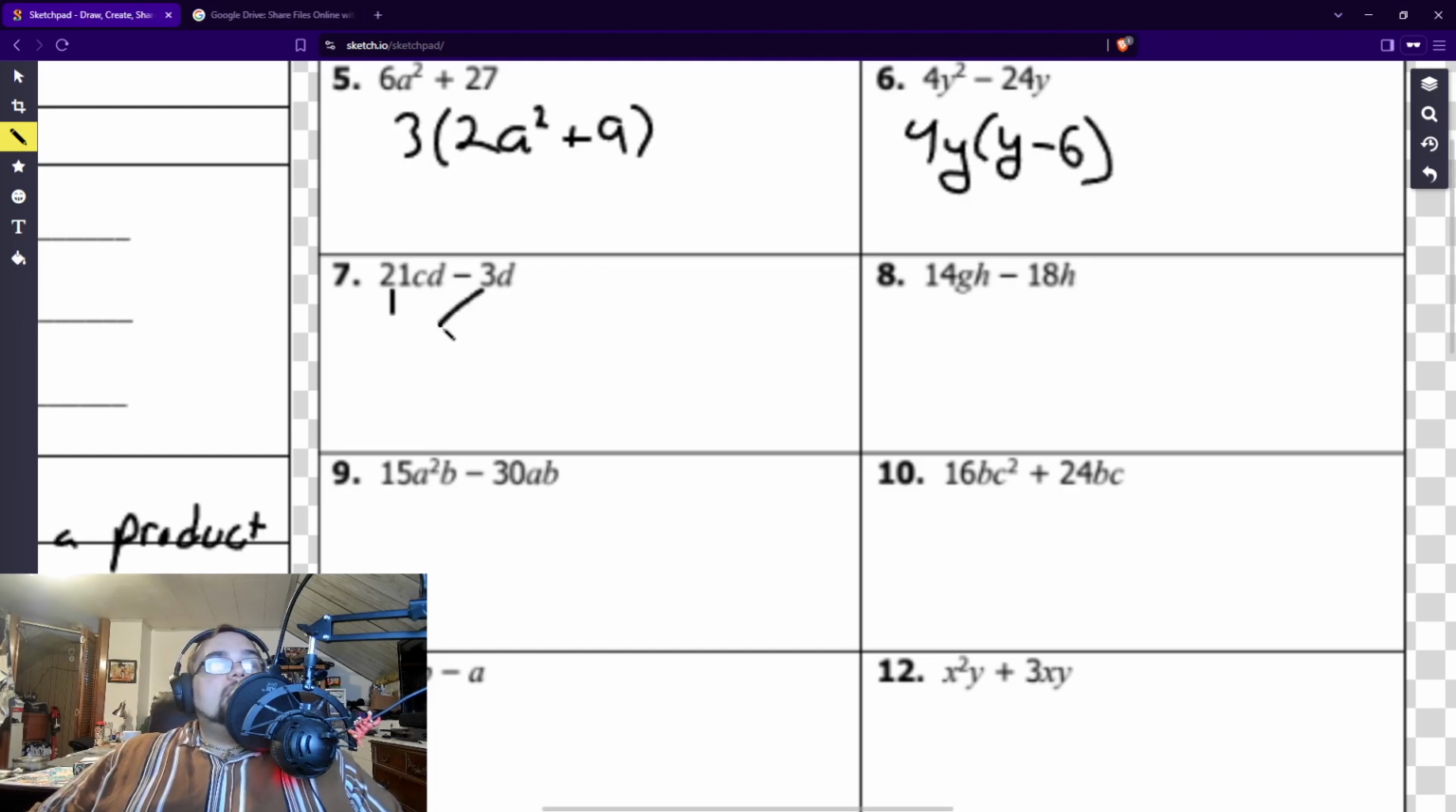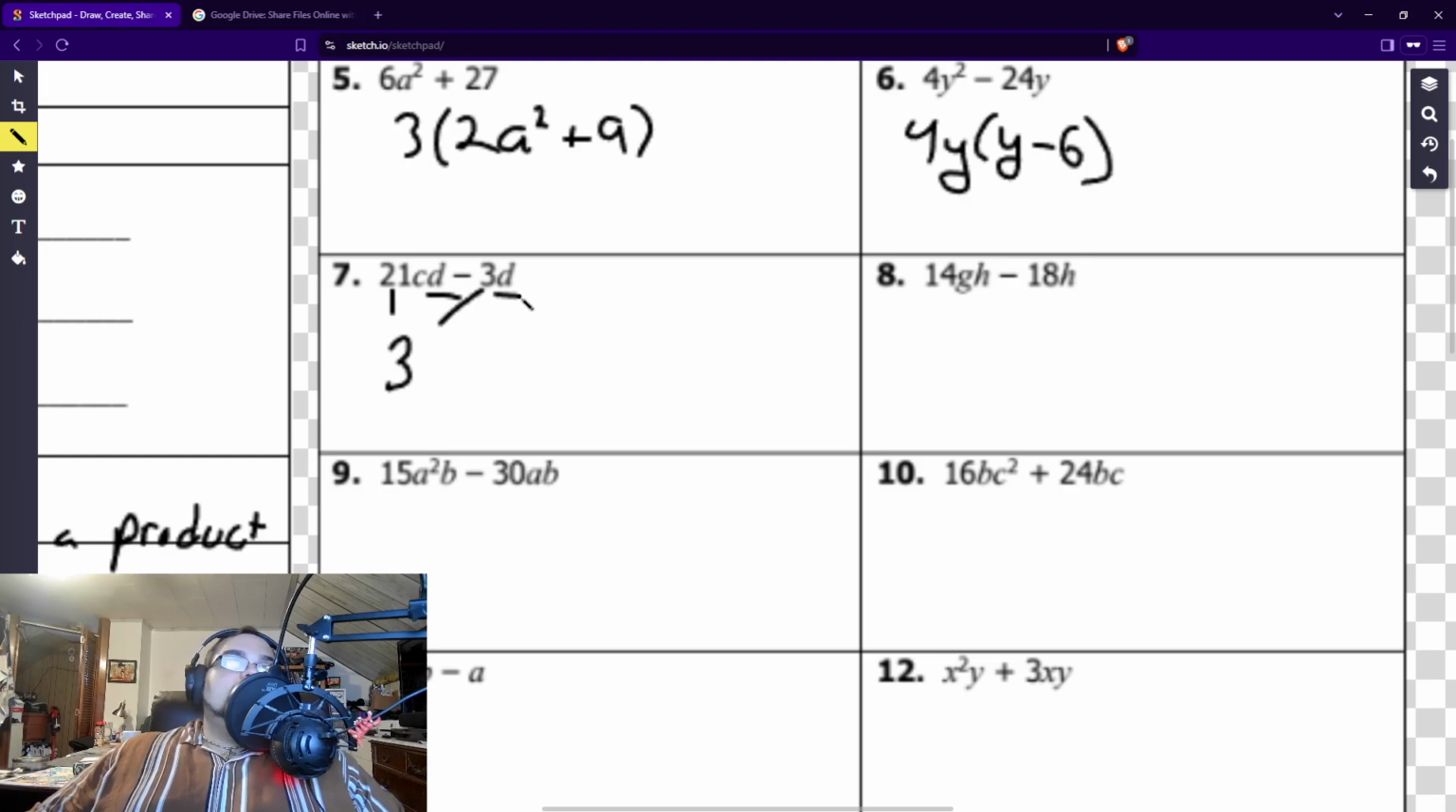21, negative 3. I see those, and from my experience of multiplication, which you're not confident with yet but is going to develop through this practice, I noticed both of them can be divided by 3. They both have a multiple of 3. So I'm going to pluck out that 3. Oh, a little too early, because I should also check my variables. There's a C and there's not a C. So ignore the C.